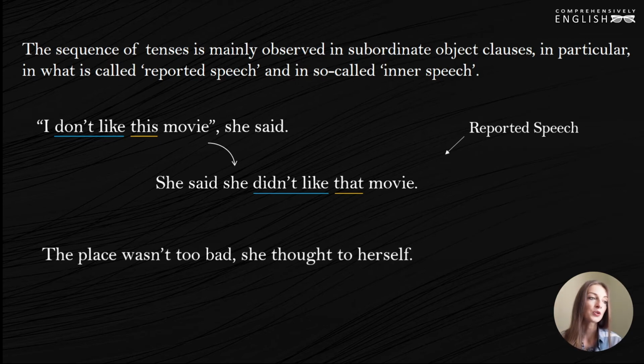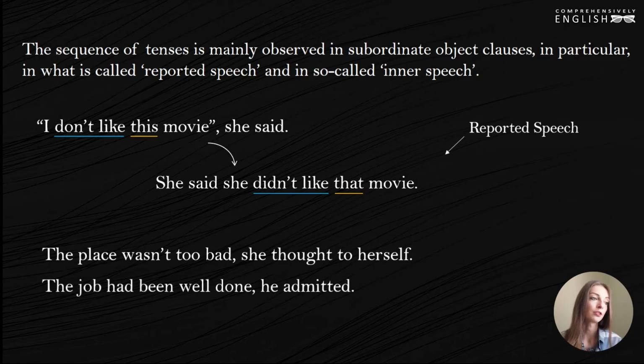Now, the place wasn't too bad, she thought to herself. Or the job had been well done, he admitted. These are obviously things that are going on in their heads. She thought to herself, what? Again, we have an object clause, but that's not reported speech. It's her inner speech. So these two sentences are examples of inner speech.